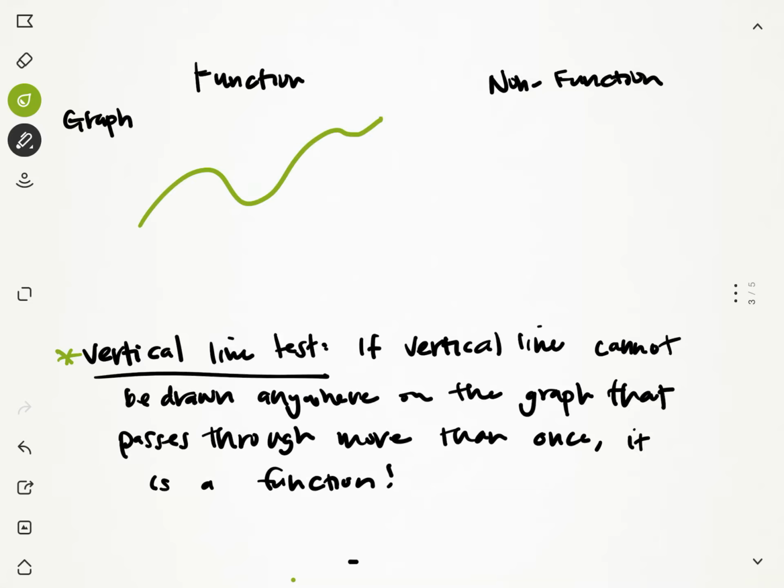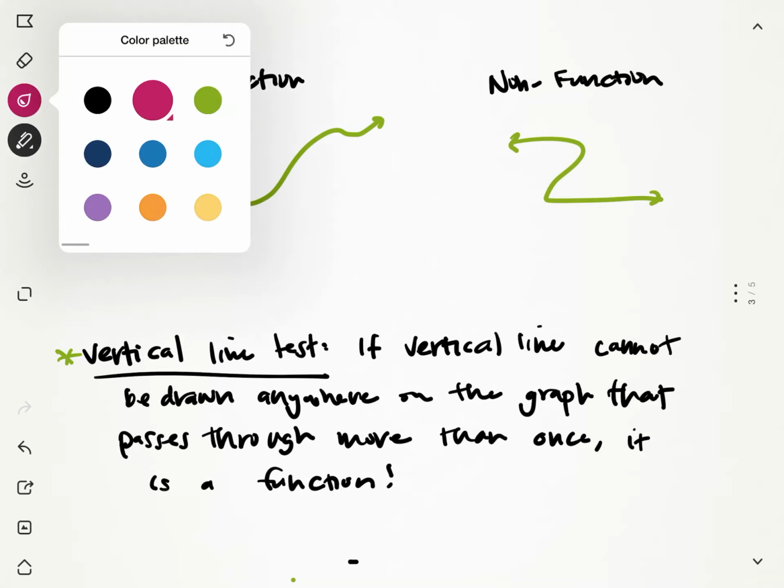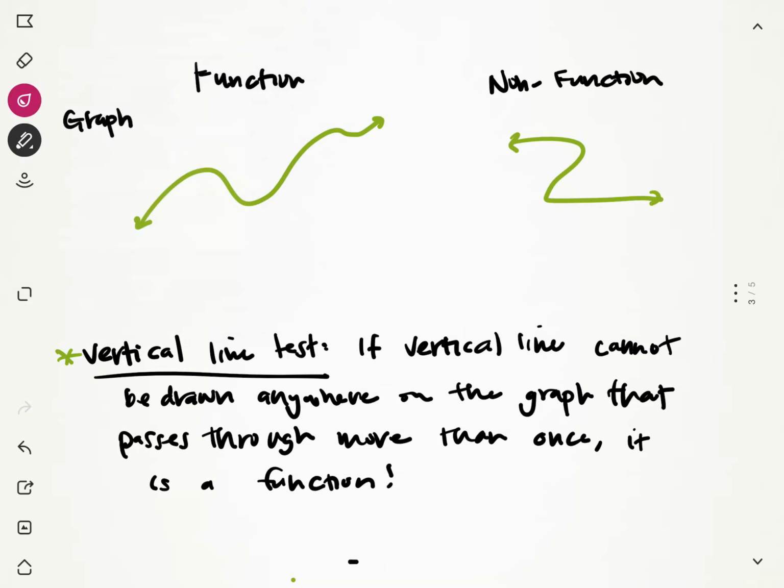This would be a function. And then this would be a non-function. All right, so let's see how the vertical line test plays into this. If we're looking at this function, there's no place I can draw a vertical line here that's going to pass through this graph more than once. There's no place on there, so this is definitely a function.